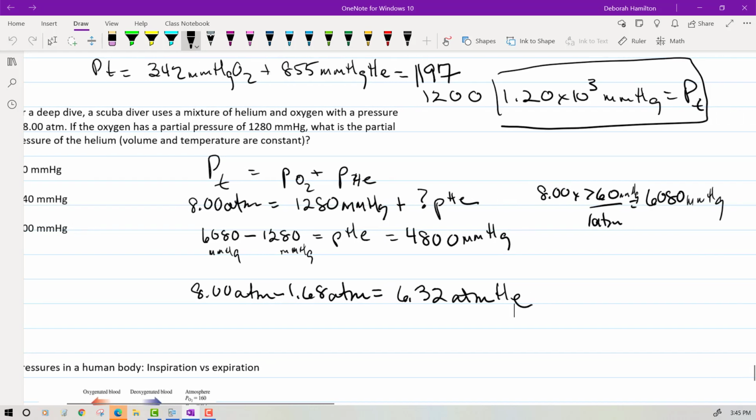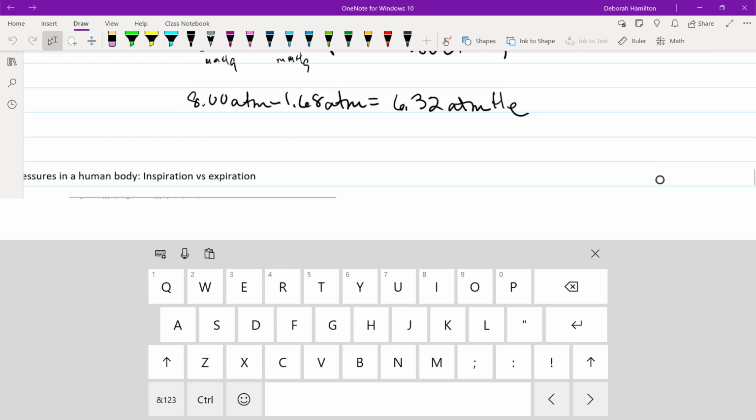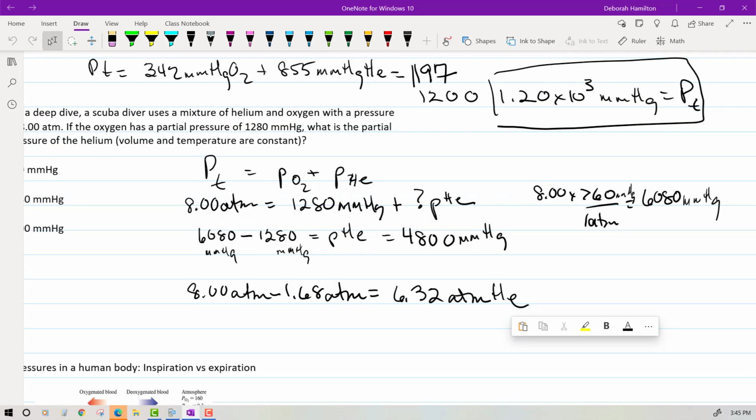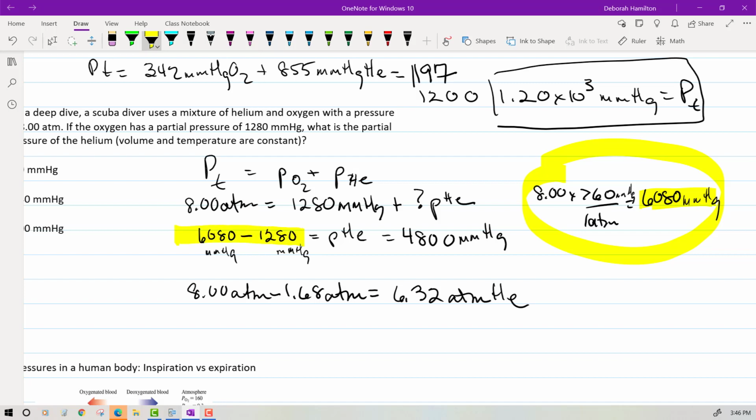All right, since the responses to the left were all in millimeters of mercury, that was your clue to go ahead and find the 8 atmospheres in terms of millimeters of mercury. And that's what I did over here on the side. Took my 8 atmospheres times 760 over 1 to get the 6,080 millimeters of mercury as my P total. Okay. And then I can subtract the 1280 from both sides to clear that term. So I have my 6080 minus 1280, and that will give me my partial pressure for the helium, and that turned out to be 4,800 millimeters of mercury.